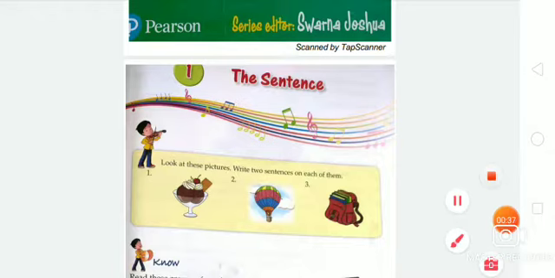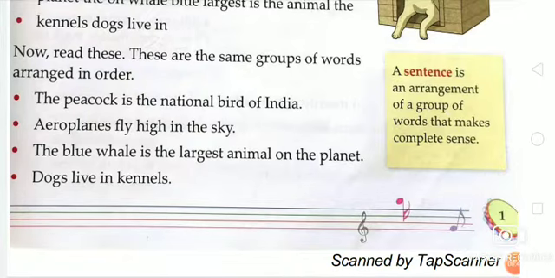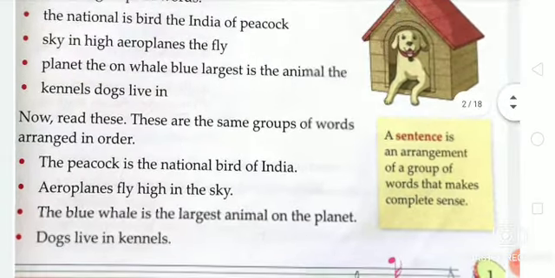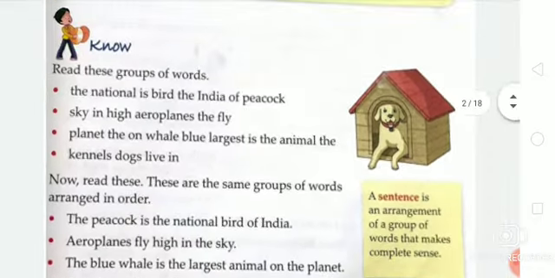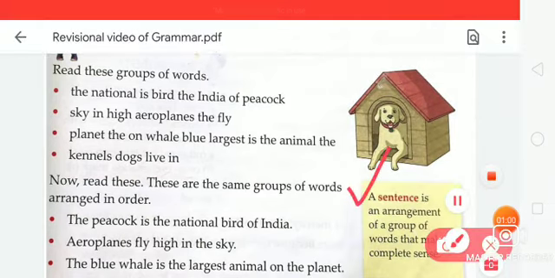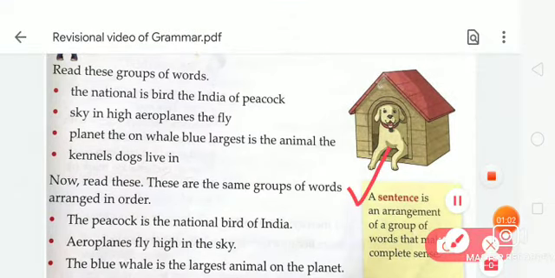Tell me, what is the definition of a sentence? My dear students, you have already learned about this topic in your previous classes. So today we're going to revise it again. We all know that a sentence is an arrangement of a group of words that make complete sense.